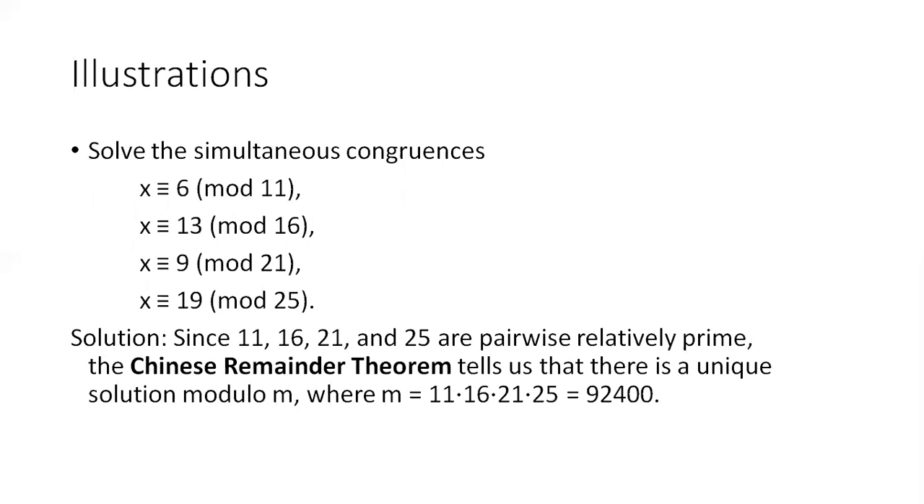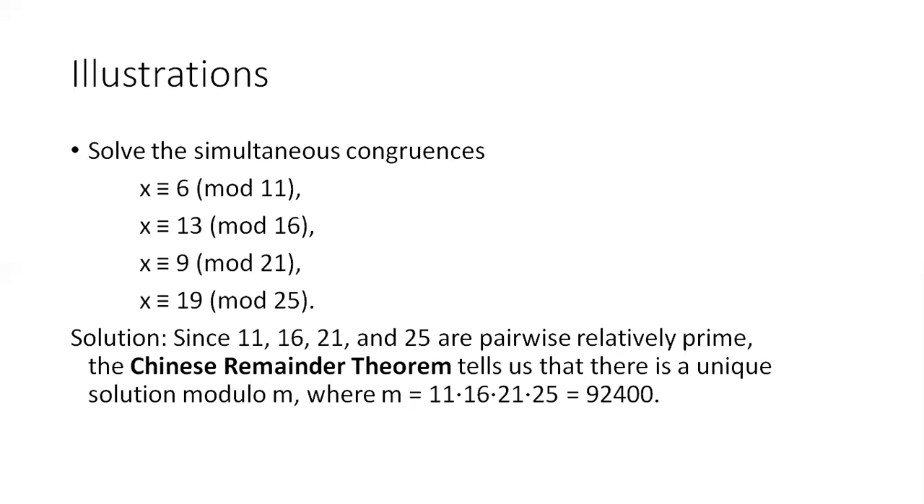In order to understand the Chinese remainder theorem, let us start with a simple example. x is congruent to 6 mod 11, x congruent to 13 mod 16, x congruent to 9 mod 21, x congruent to 19 mod 25. Here, the n1, n2, n3, n4 values are 11, 16, 21, 25, and the a1, a2, a3, a4 values are 6, 13, 9, 19, such that these relations hold good.